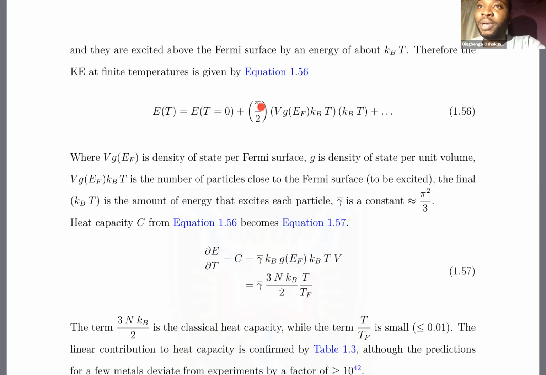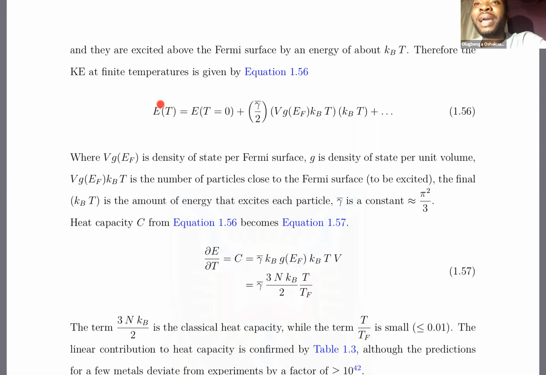And this gamma bar is a constant described as pi squared over 3. So from this approximation, we have an approximate value of the energy with respect to temperature. And now coming down to equation 57, when we know the energy of a system and we differentiate with respect to temperature, then we have the specific heat capacity. When we know the energy of a system and we differentiate with respect to temperature, then it can be said that we have the specific heat capacity of that system.